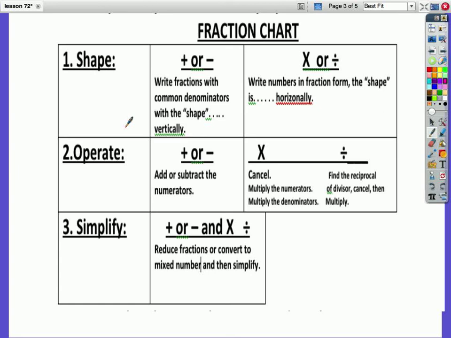If we're multiplying or dividing, we're going to write numbers in fraction form. The shape is horizontal, so we're going to go sideways. And for multiplying, we'll cancel first, and then we'll multiply the numerators, multiply the denominators, and then we can simplify. If we're dividing, remember: flip the second fraction and multiply. And we're going to cancel before we multiply all the time.